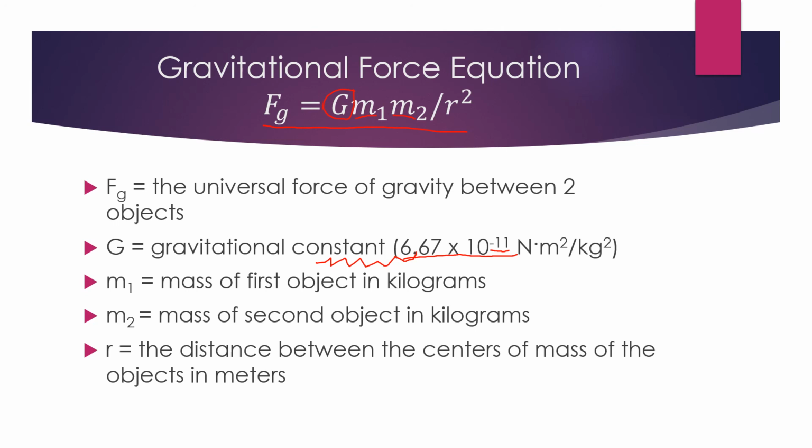M sub 1 is the mass of the first object. We are still using kilograms, so nothing changed there. Make sure both those masses are in kilograms before you plug them into the equation. The last variable, the R, is the distance between the centers of masses of the two objects in question. We are still measuring it in meters, so that has not changed either. So make sure to keep checking your units, converting if necessary, and then plugging them into the equation. I will not ask you to rearrange this equation.